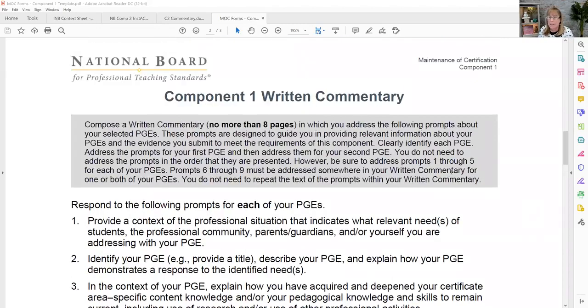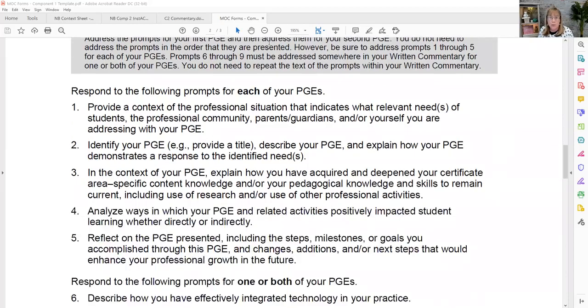I am on the component one written commentary, and many people are saying, Tracy, what is the difference between questions 3 and 5? Some of you are even saying, what's the difference in question 1 and 3? Or 2 and 3, sorry. I don't get it. I've already described it, and now it's asking me something different. So let me give you my best attempt at telling you what to do here so that you understand.